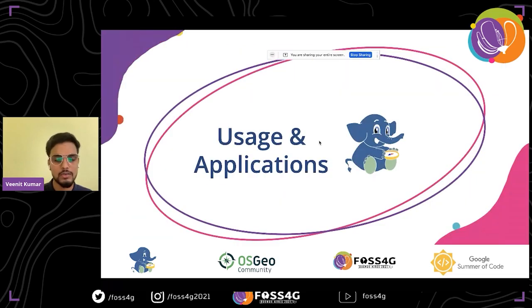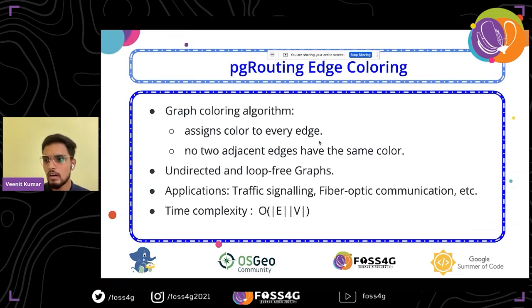Talking about its application, it has application in traffic signaling, as you can see in the images. Now we will talk about its uses. How can a user use it and its application? So we will talk about the algorithm in detail.